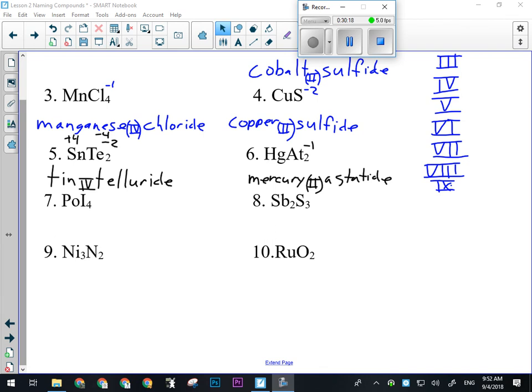Okay, so how do we know when we're supposed to use a Roman numeral? Do I use it on all ionic compounds?